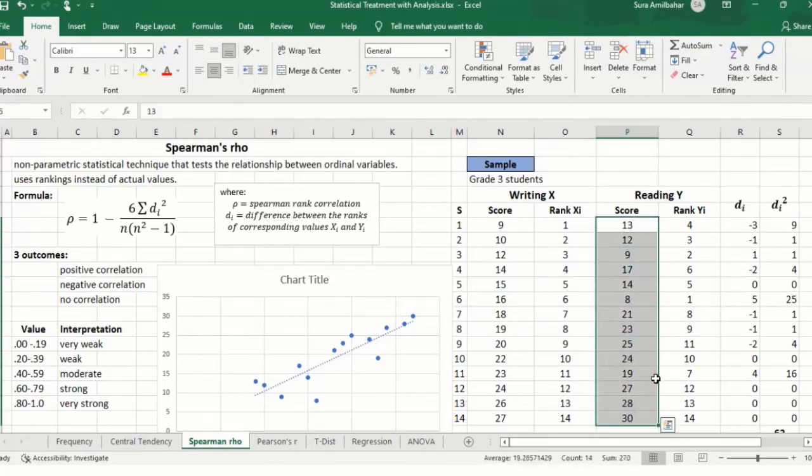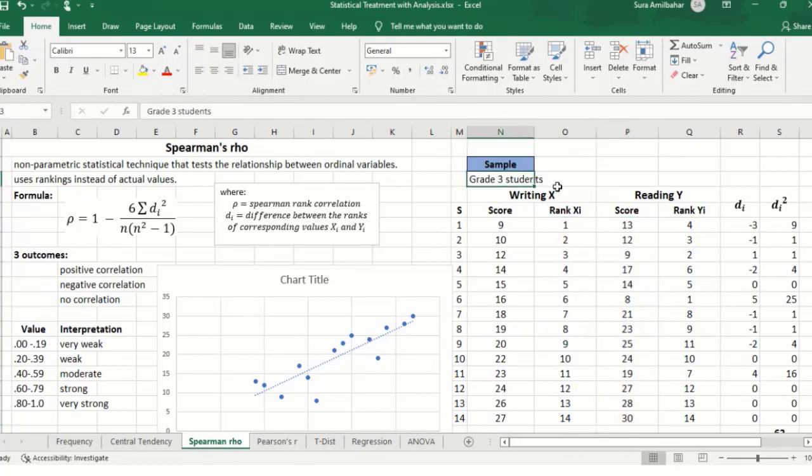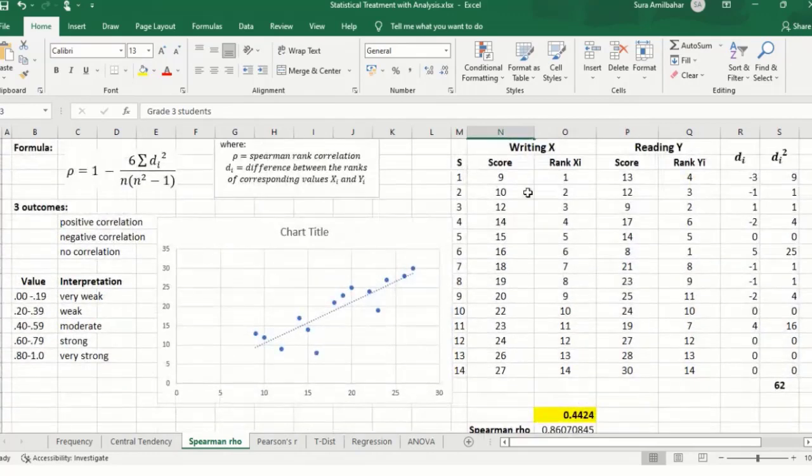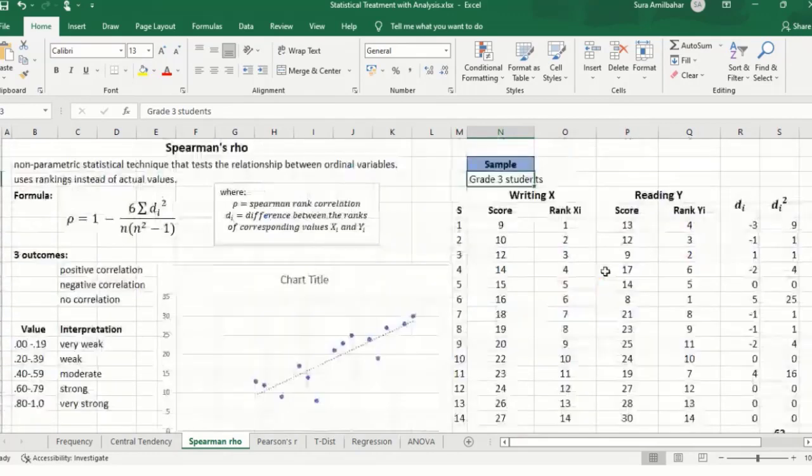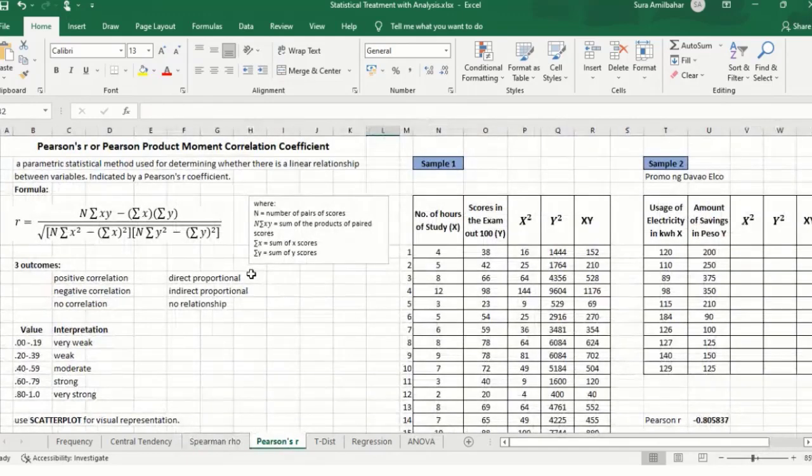But remember, you cannot generalize to every grade 3 student in the entire world. You have to specify that this specific group of grade 3 students, if they are good in writing, then they are also good in reading. Okay? That's how it is. So moving on, let's try Pearson's r.